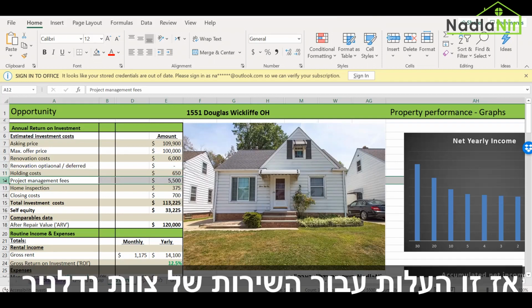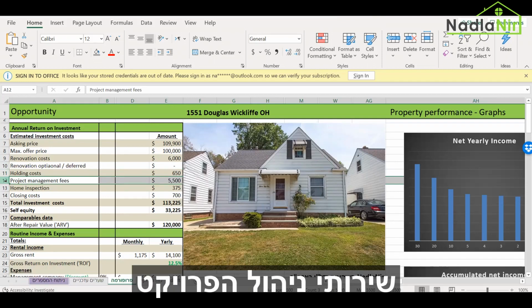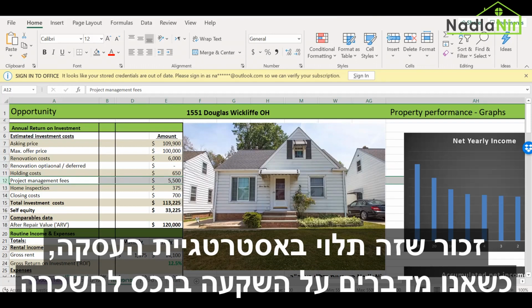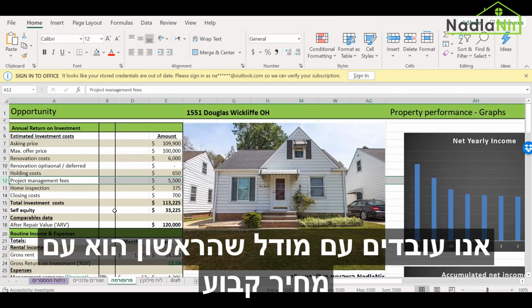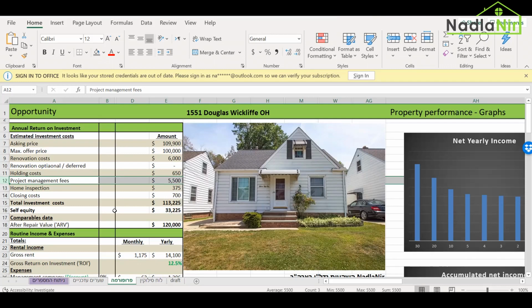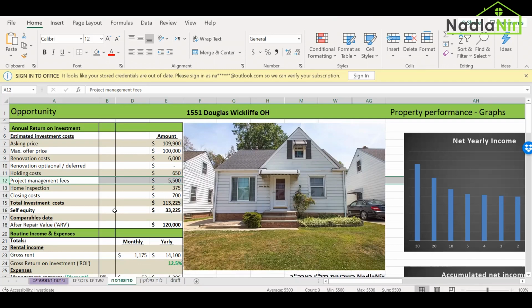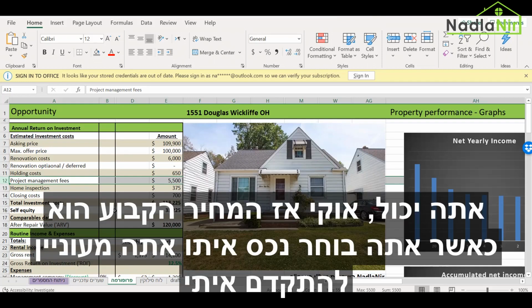Project management. So this is the cost for the Nadlanir team for the project management services. And the model we are working with on the rental properties, remember, depends on the deal strategy. When we are talking about rental property investing, we are working with a model that is, for one, a fixed price model, and second, a result-based model. Do I need to explain what it means?